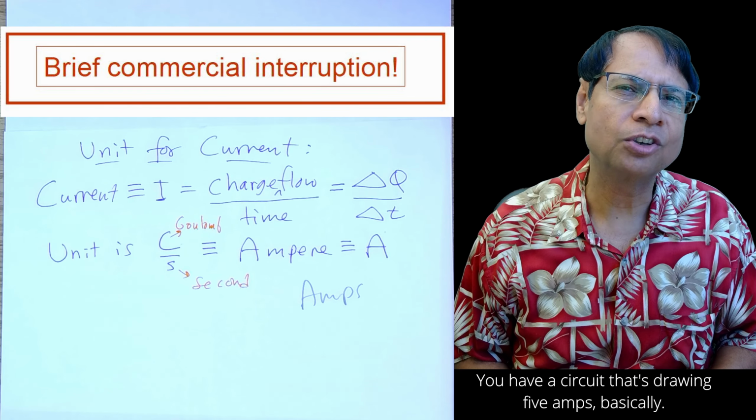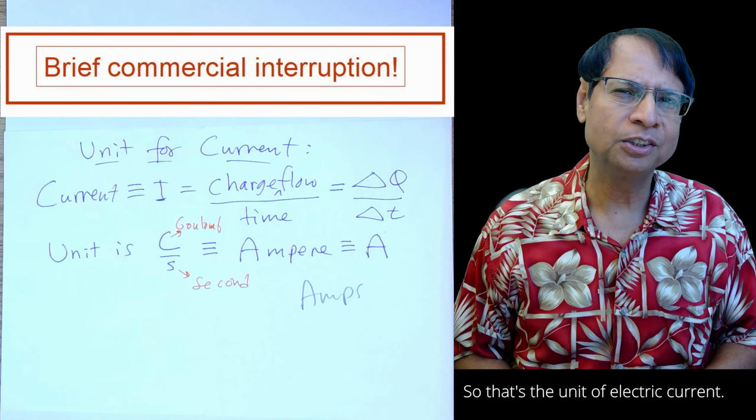You have a circuit that's drawing 5 amps basically. So that's the unit of electric current.